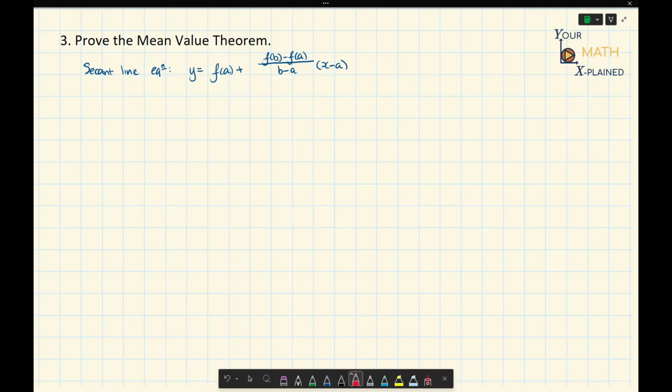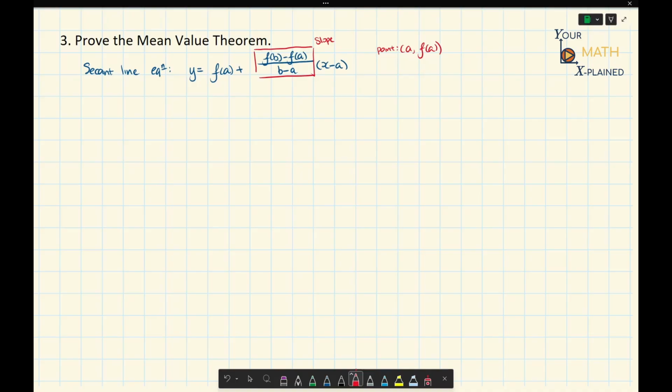If you have trouble seeing this, this is really just the equation of the line in point slope form, because this here is the slope of the line, and the point is A comma f of A. So we have really y minus f of A is equal to the slope multiplied by x minus A.